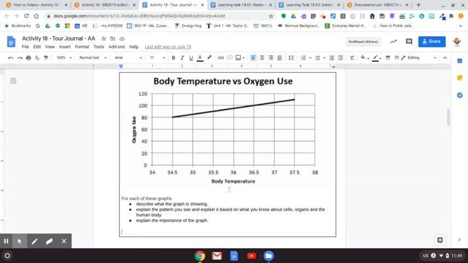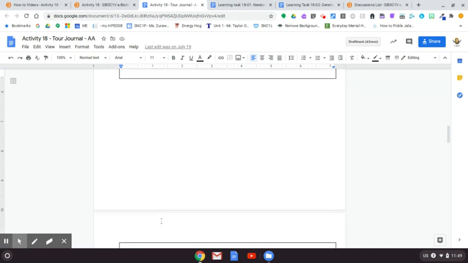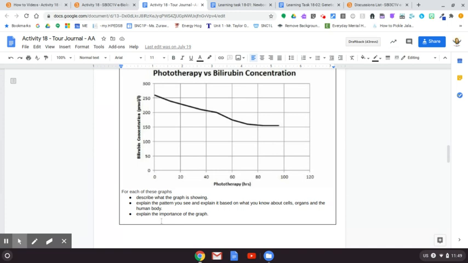And then once you specifically talked about body temperature and how as it increases, you're going to see oxygen use increase in the body, think about how does that then relate to the cells, the organs, and the human body overall. So you need to sort of make a connection after you've done this part. And then you're going to explain the importance of the graph, think about the content area of the course, and there should be some links there too.